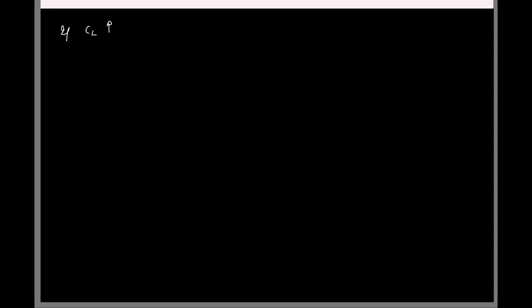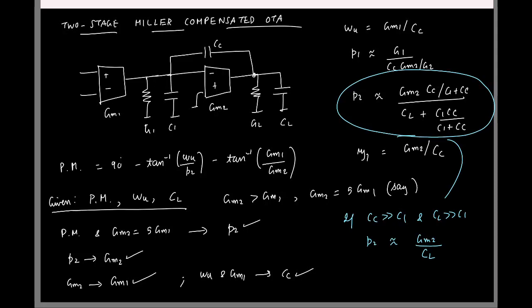If CL increases, what will change? P2 will increase or decrease? Decrease. If P2 lowers, what will happen to the phase margin? Decreases. Ideally you want a first order behavior. You want the second pole to be far away from your unity gain frequency. Now by increasing the load cap, I am making it come closer.